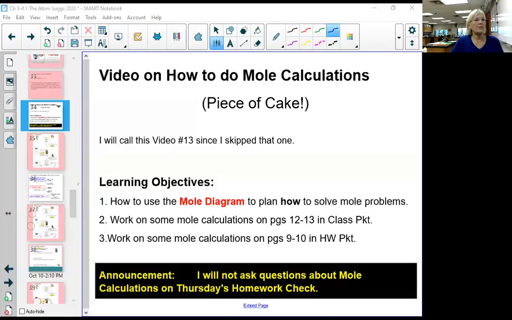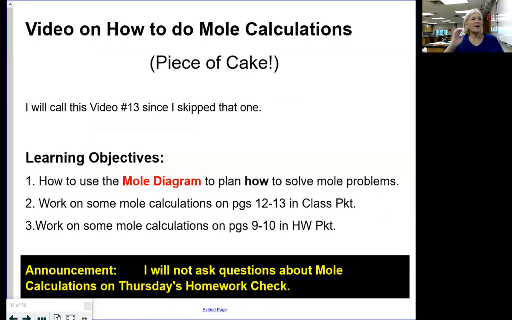I'm going to share my screen to show you my slides on how to do mole calculations. All right. This is a video on how to do mole calculations. It really is a piece of cake after all that we've done with dimensional analysis and sig figs. Video number 13. My objective is to use the mole diagram and do some of the calculations in both the class packet and the homework packet.